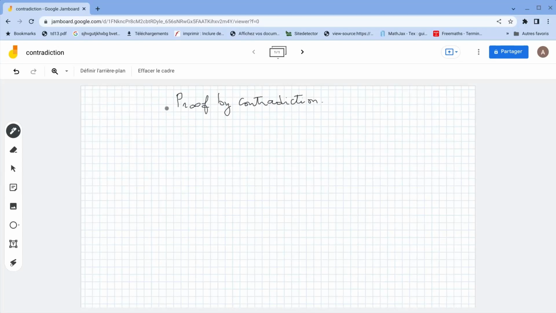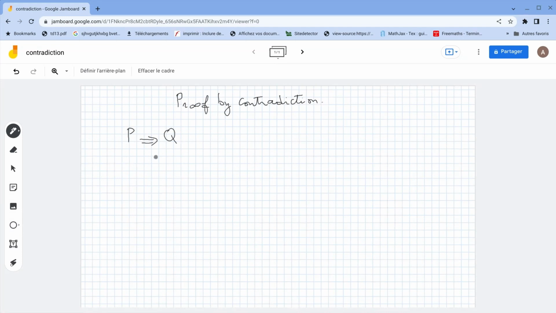In this video, I will give some examples to illustrate the proof by contradiction. To prove that a proposition is true, it is sometimes easier to prove that its negation is false. Example: the implication, the proposition P implies Q.